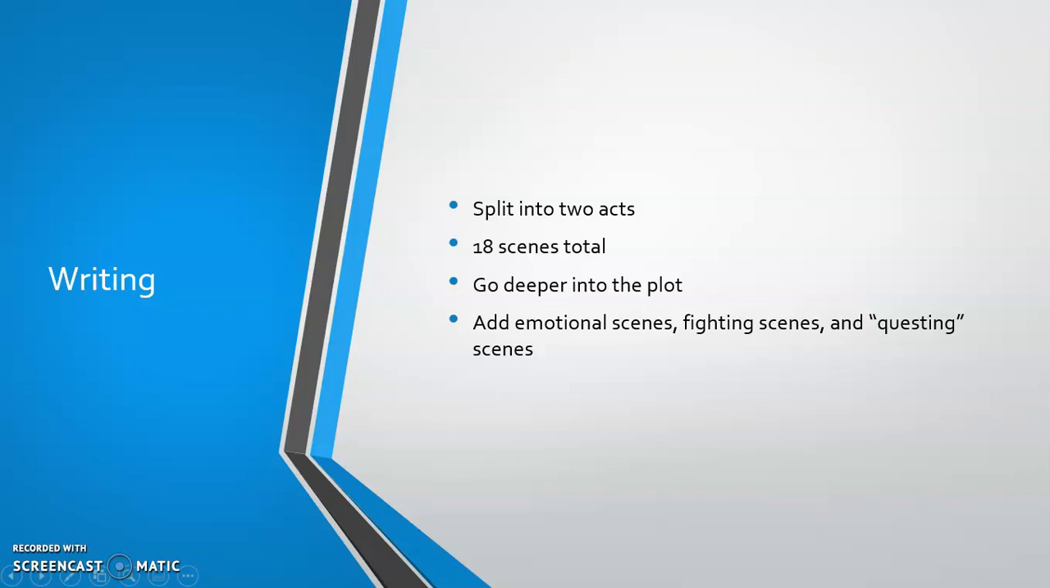And then the writing itself came. I wanted it split into 2 acts, and it turned out to be 18 scenes in total. Writing the story itself, I had to go deeper into the plot. I could make a skeleton of the script first, and then after that, I would finish by going deeper into the plot and really filling out the story. So I had to add emotional scenes, fighting scenes, and what I call questing scenes. A questing scene is not really a filler scene, but development on the overall quest that they're going on, so trying to defeat the Fomorian army.